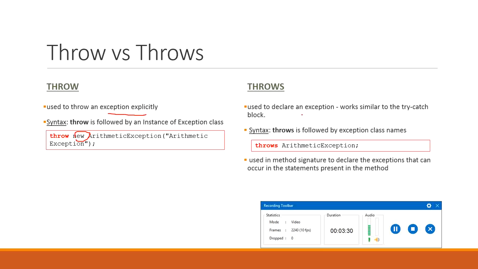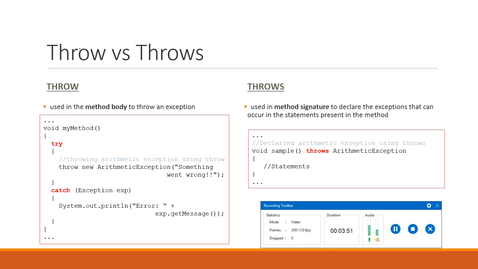Throws is used to declare an exception. It works very similar to the try catch block. Throws is followed by the exception name only, so we just write the name of the exception. And throws is used with the method signature to declare the exceptions that can occur in the statements present in the method. So here is the difference between throw and throws.